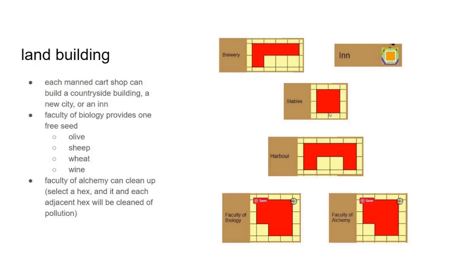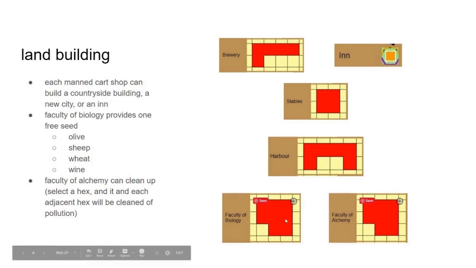The stables are also going to come into effect now. Remember, the stables extend your zone of control by 1 space in all directions, and the harbor is going to increase your zone of control around the shores of any bodies of water that your inns or cities are adjacent to.